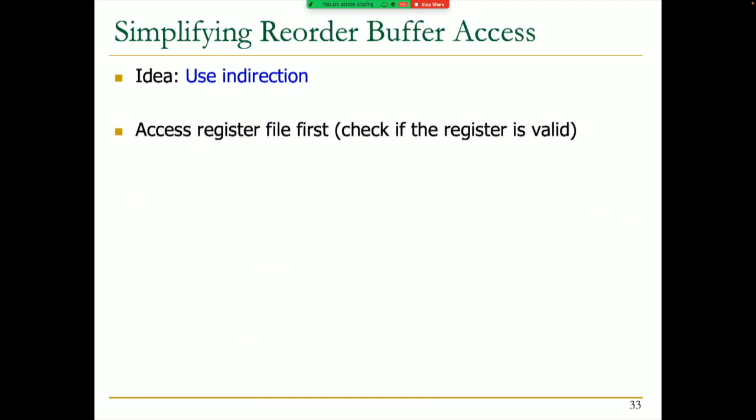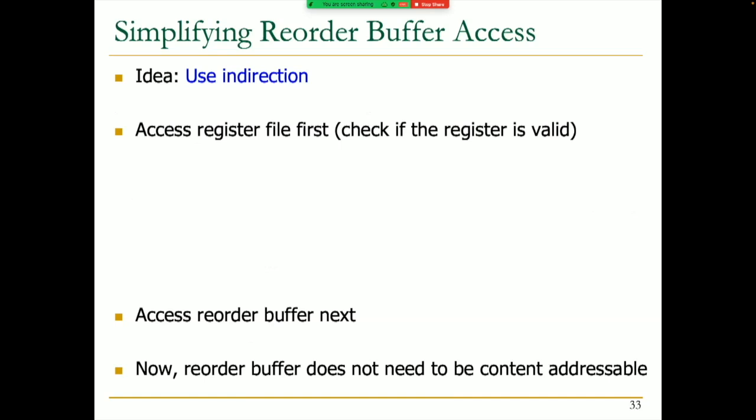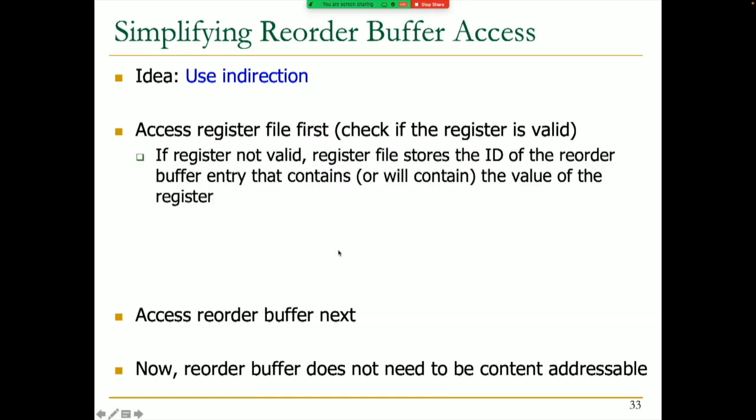So that's why people have developed the idea. So how do you simplify the access to this reorder buffer? The idea is use indirection. What does this mean? Access the register file first. You don't access these in parallel. You access the register file first, check if the register is valid, and then access the reorder buffer next. And now, if you do this, the reorder buffer does not need to be content addressable if you do some things under the access the register file first correctly. Okay, so what does that mean?